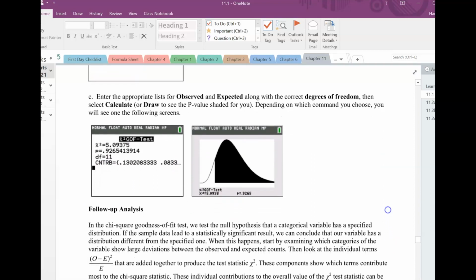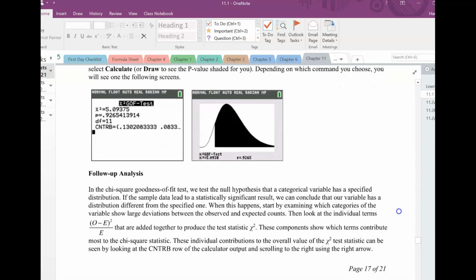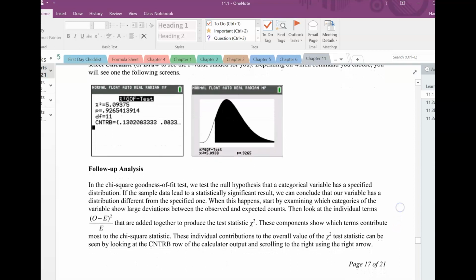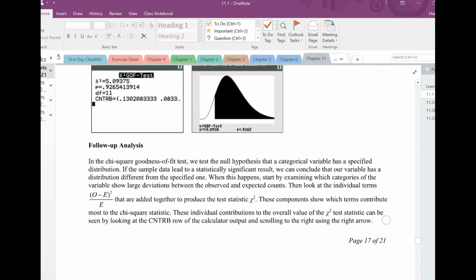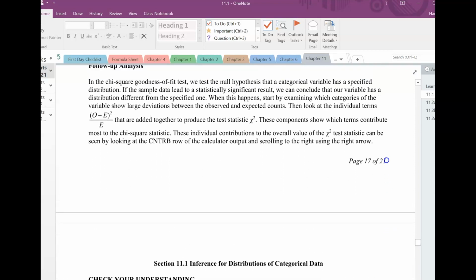But why is that important? In your analysis or in your conclusions, it's also typically good to comment on the terms that are contributing the most. So in here, you'll see some that are very large compared to others, and those are the ones that are contributing the most to the chi-square test statistic. You can arrow through all 12 and see which ones are the largest in there.